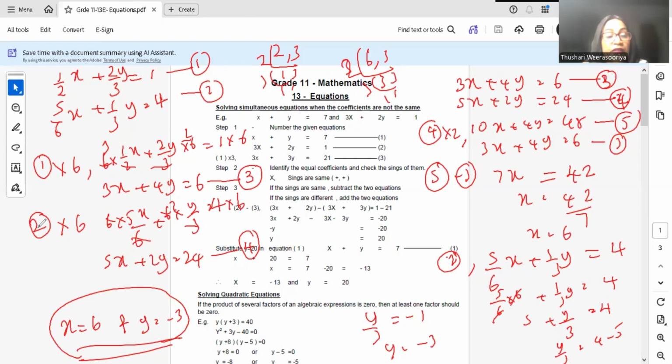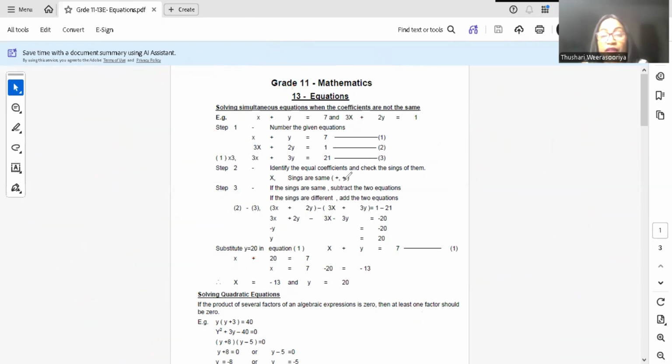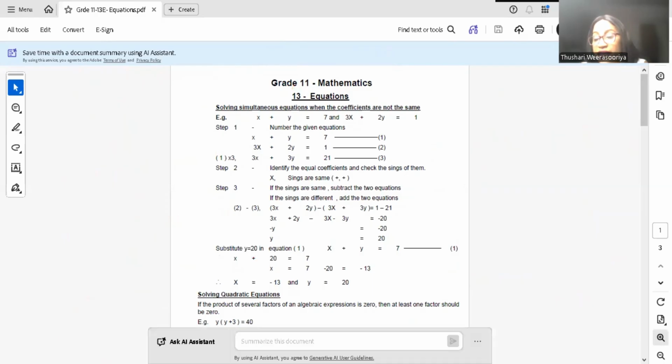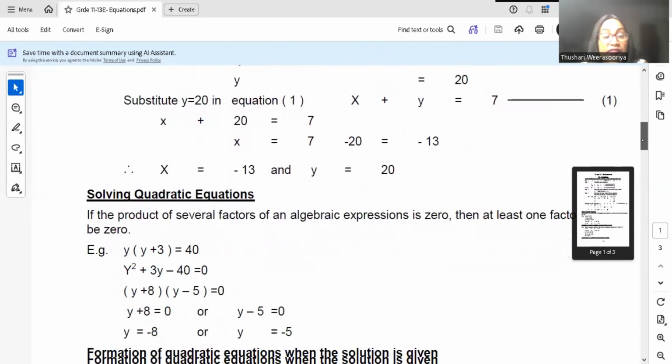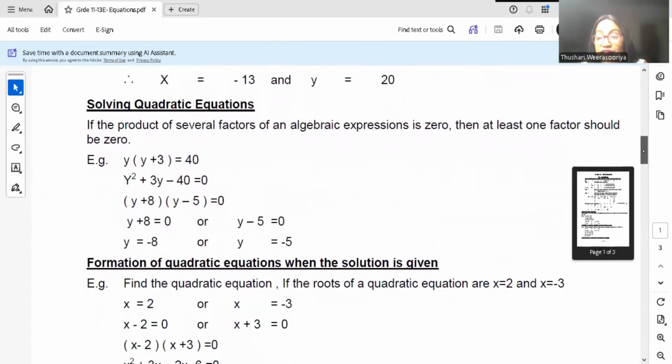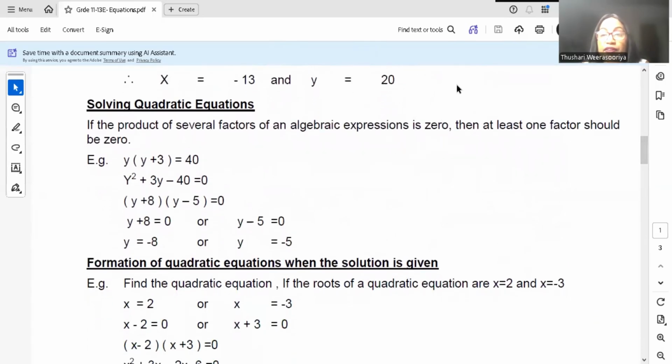Right. Okay. Now we go to quadratic equations. Quadratic equations we also have done in grade 10. The first part is from grade 10. Now look at this. I'll explain the grade 10 work first. Solving quadratic equations, right? Now, quadratic equations, once you factorize this.